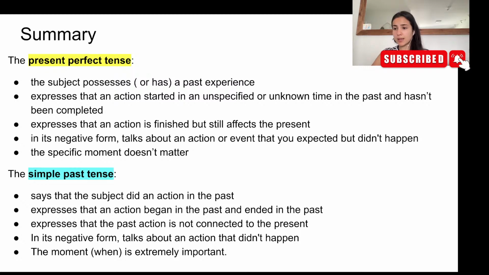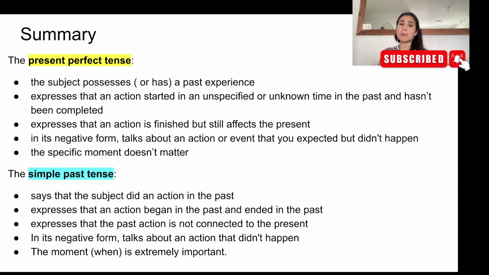Now the simple past tense, we use it to say that the subject did an action in the past. So simply just a subject did an action in the past, nothing else. I walked my dog yesterday. We can specify the time here. It expresses that an action began in the past and ended in the past. It doesn't continue into the present.